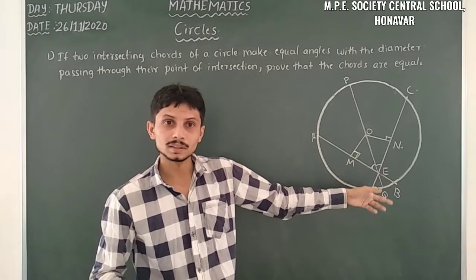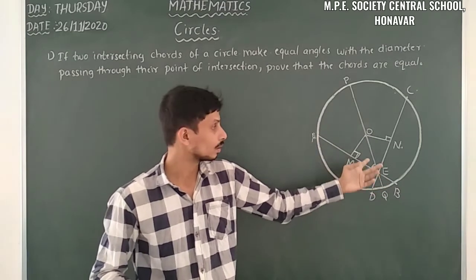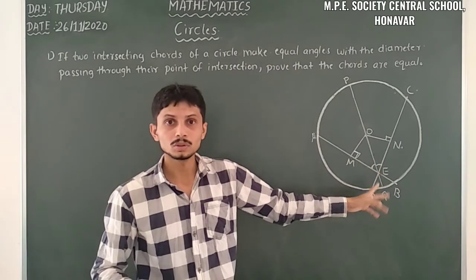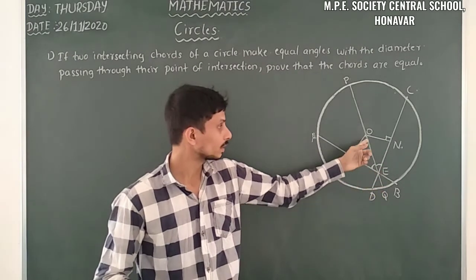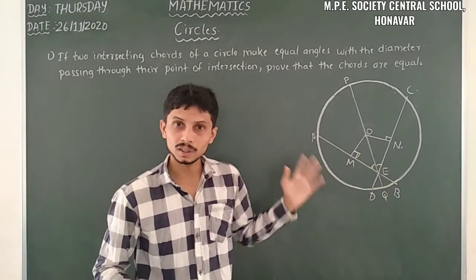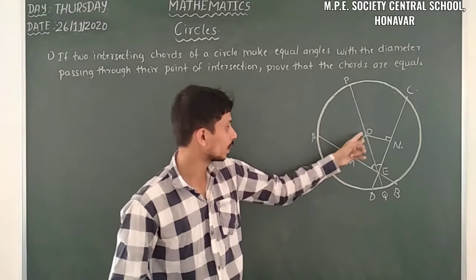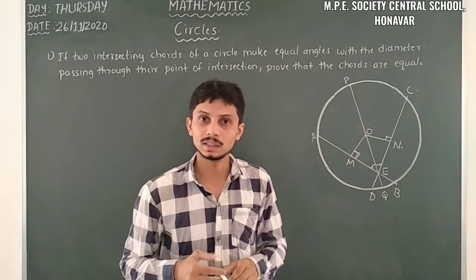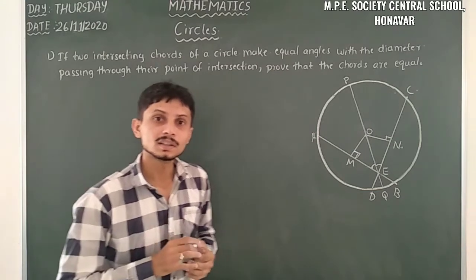We have the RHS congruence rule, or you can take the ASA congruence rule. So we can take these two triangles as congruent, then all corresponding sides and angles are equal, so OM is equal to ON. Then we can take AB is equal to CD. So let us take the proof.